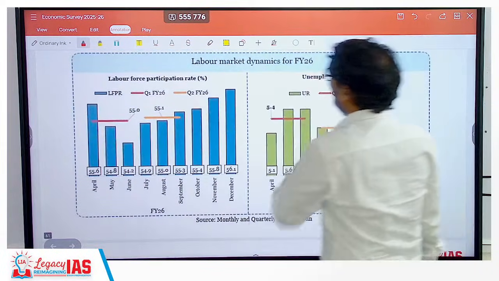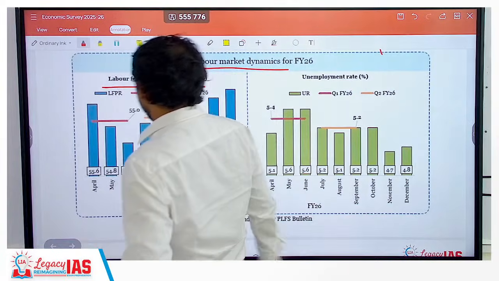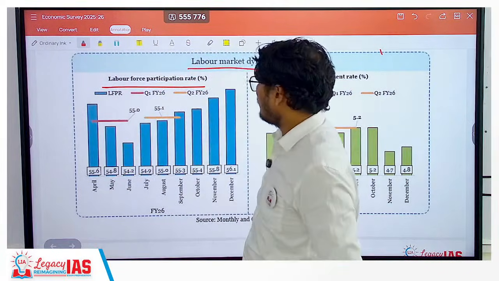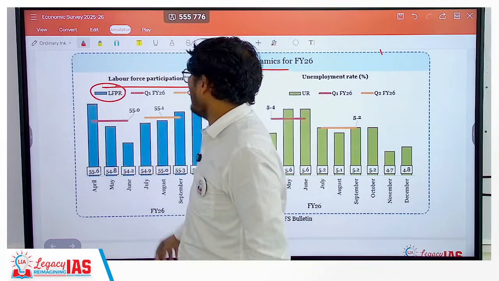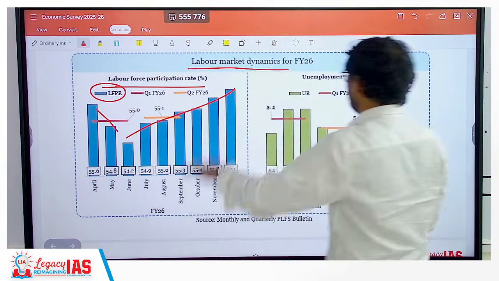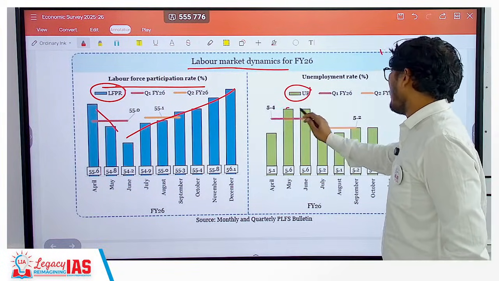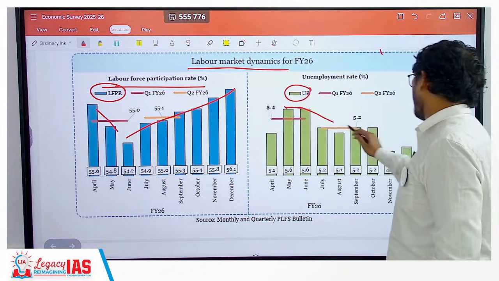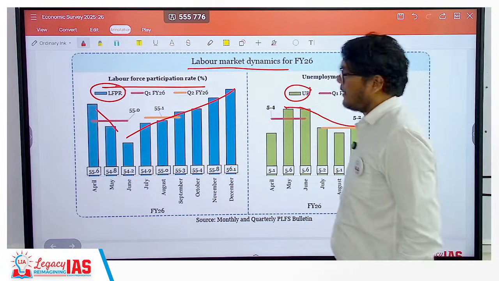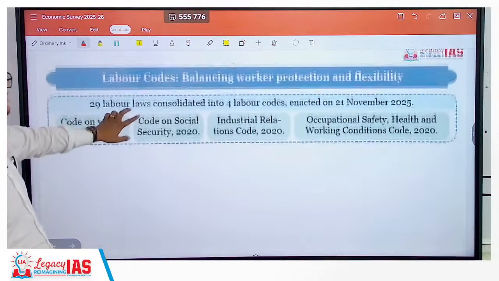So if you look at the labor market dynamics, the labor force participation has increased. So this is the labor force participation, which you can say, of course, there has been slight decline, but it has increased if you look at overall. The unemployment rate was quite high here, but then again, you can see the unemployment rate also coming down, which is a good sign for the economy.